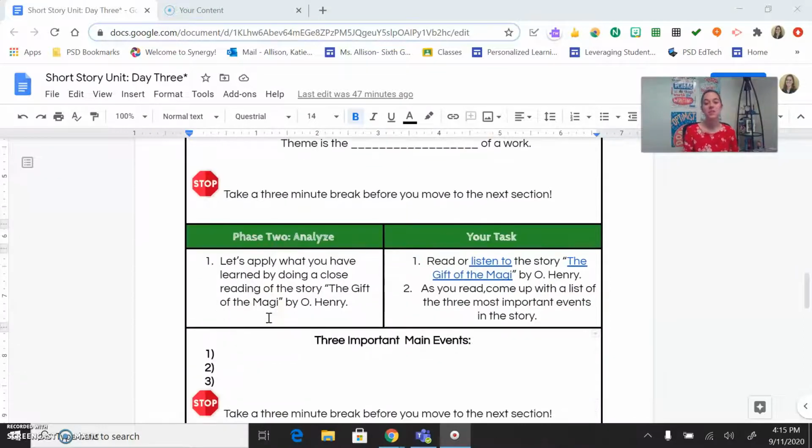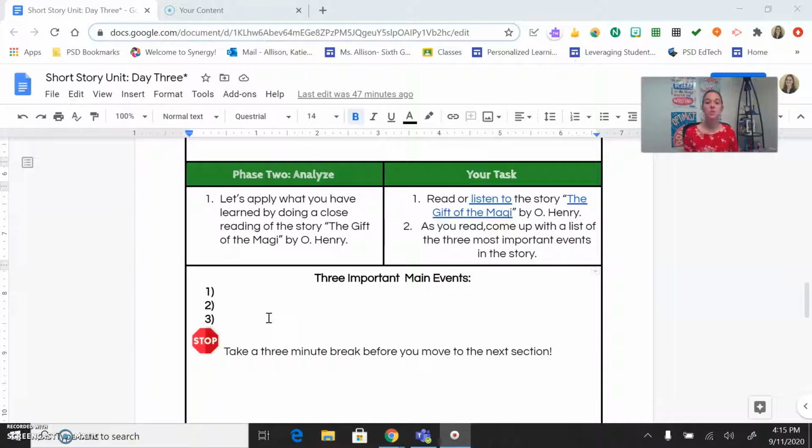Awesome. Phase 2 is analysis. So we're going to look at a different short story today. This one is super touching. I really like this one. It's very nice. So we're going to apply what we learned by looking at The Gift of the Magi by O. Henry. And you can listen to it here, or you can read the text.